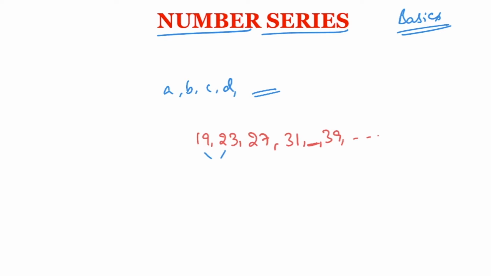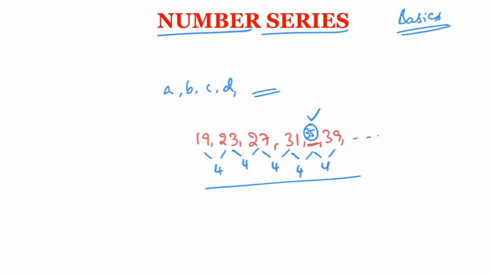Between 19 and 23, there is a difference of 4. 23 plus 4 is 27. 27 plus 4 is 31. The same pattern continues. Next difference is again 4. Missing number should be 31 plus 4, 35. If missing number is 35, next difference 4, that is balanced. Differences are equal. Missing number is 35.